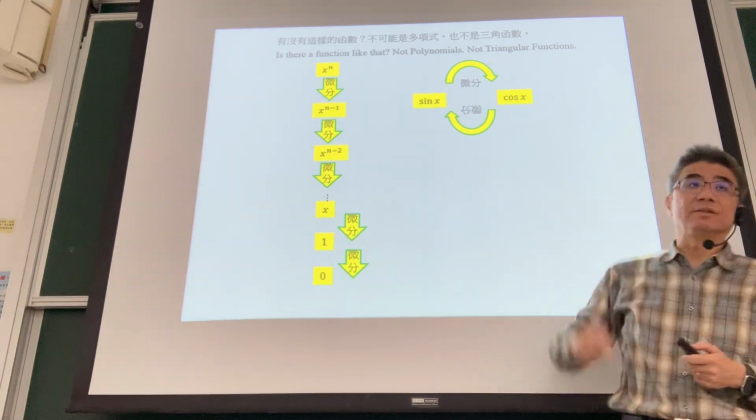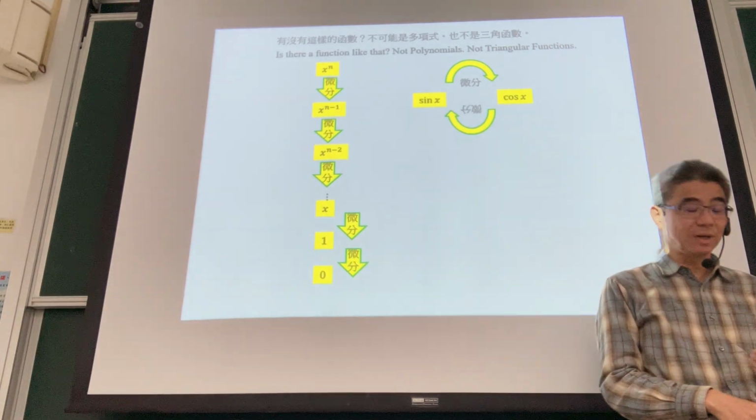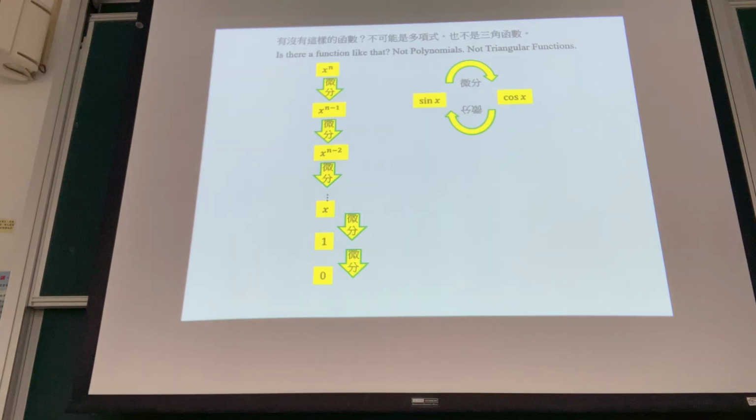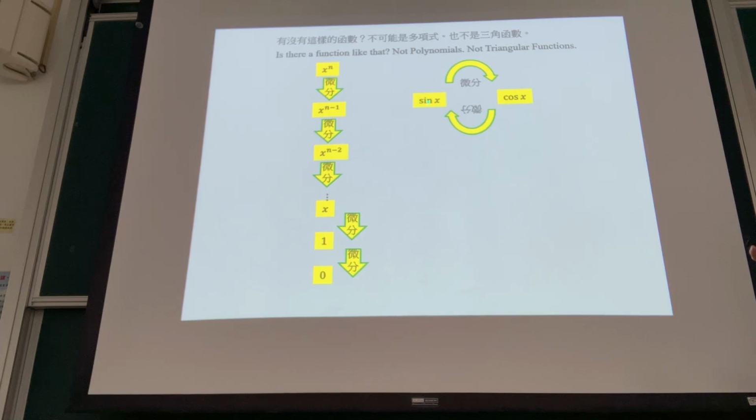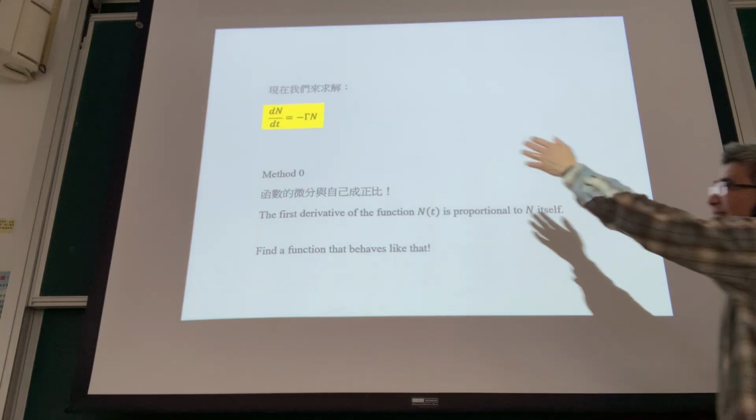How about the sine function? Trigonometric function. There's some hope, but still not true, because the derivative of sine is cosine. Although if you take the derivative again, it comes back to sine, if you only have one chance of derivative, then sine will change into cosine. Cosine is of course not proportional to sine, right? So again, it does not fit.